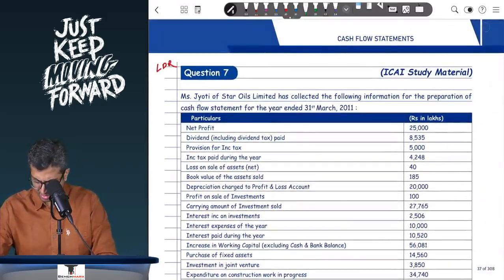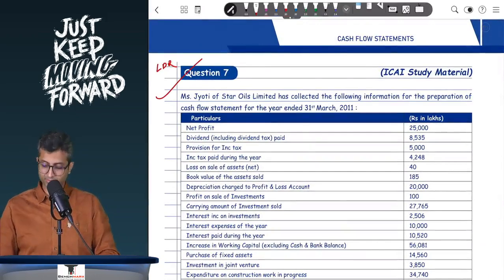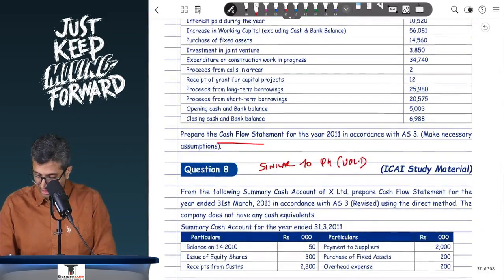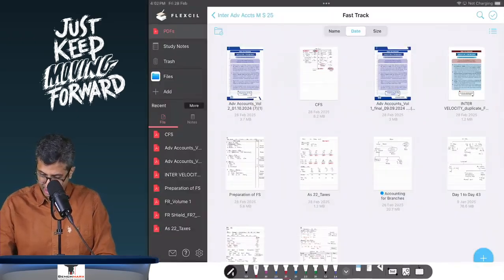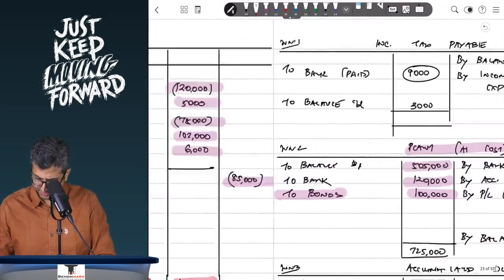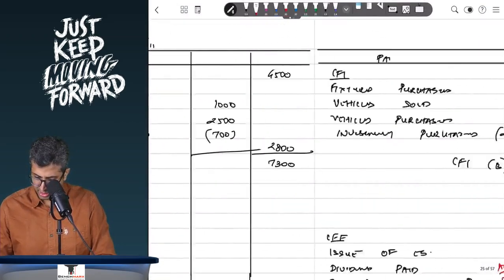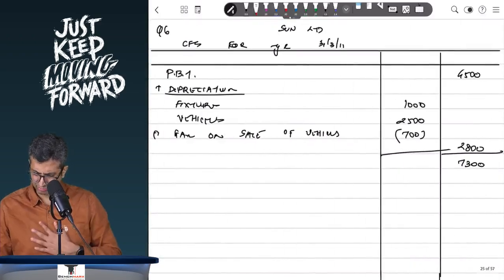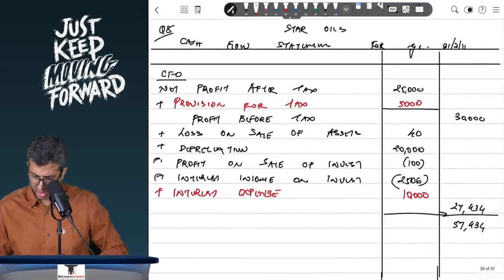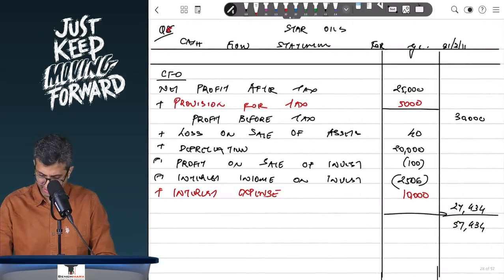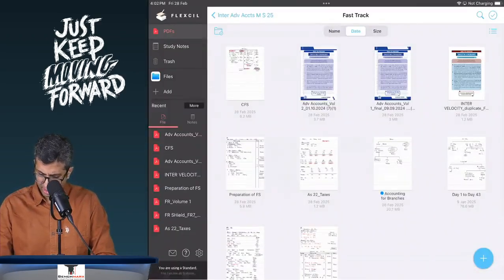Achha, question number 7 is a slightly different question. Over here, prepare the cash flow statement for the year 2011 in accordance with AS3. Make the necessary assumptions where required. Let me see if I can find this. Star Oils वाला question, ये question 6 था, ये जो हमने किया. Then you have question 7 है शायद से ये. Star Oils question.